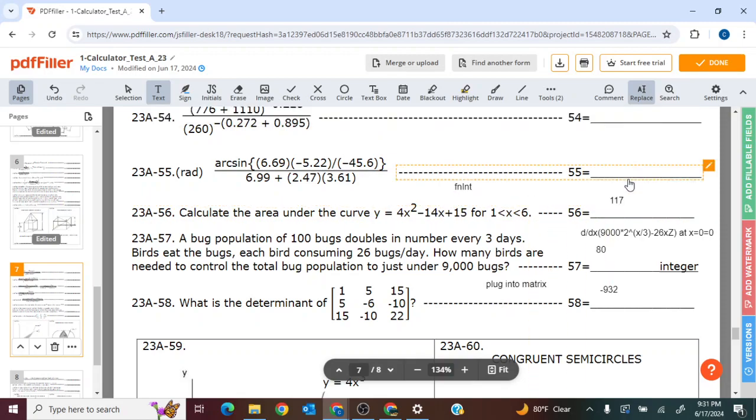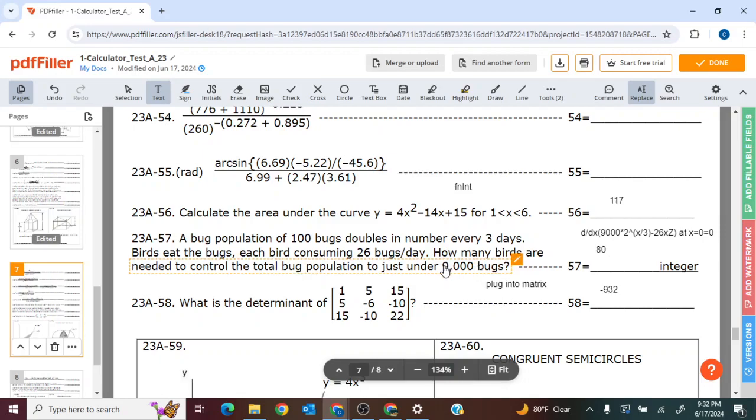57. A bug population of 100 bugs doubles in 3 days. Birds eat the bugs, consuming 26 bugs per day. How many birds are needed to control them to just under 9,000? So this 100 is actually irrelevant because the maximum needed to control them to under 9,000, you have to have 9,000 to start with.